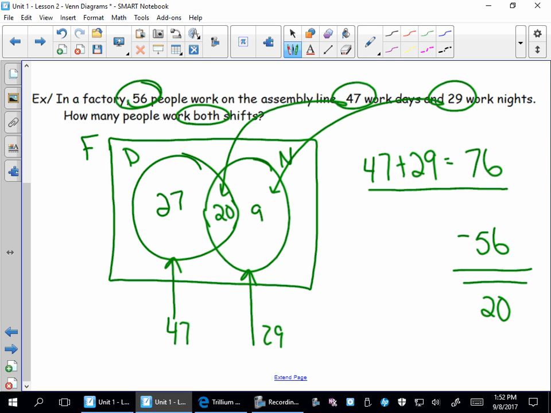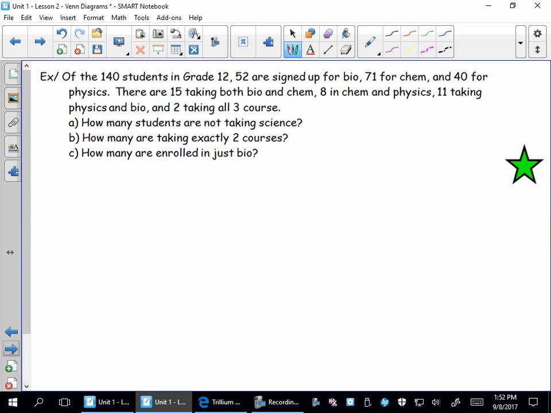Okay. We can take this idea and actually take it to the next stage. We can do Venn diagrams that involve not just 2 sets, but 3 sets. Again, we're going to work from the inside out. And we're going to do it by the idea of subtracting. So, in this example, we have 140 students in grade 12. 52 are in bio, 71 for chem, 40 for physics. We've got some people taking combinations, bio and chem, chem and physics, physics, bio, and some are taking all 3 courses. Well, I'm going to draw this out.